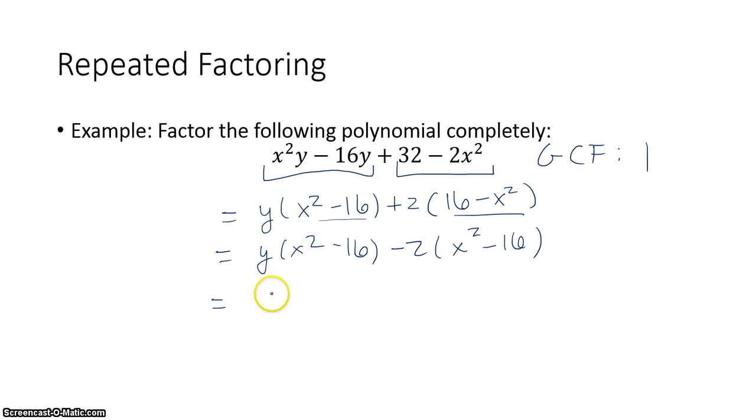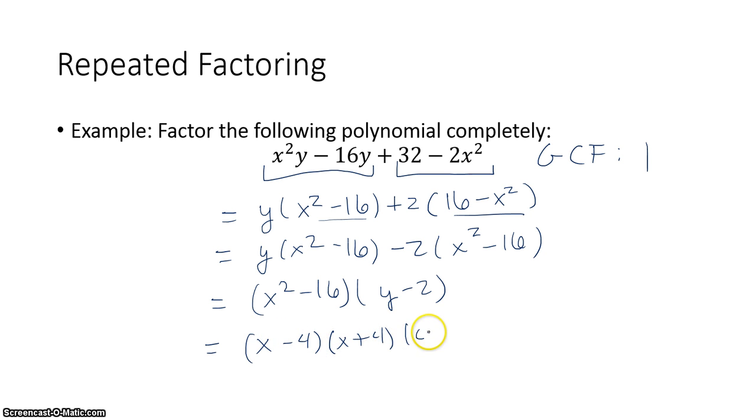Now I can use the GCF: x squared minus 16 times y minus 2. And the last thing we need to do is ask ourselves, well, this polynomial is of degree 2. Can I factor it? Indeed we can, and we would recognize, as we get more practice with these, that this one is also a difference of squares. So this is going to factor as x minus 4, x plus 4, times y minus 2.